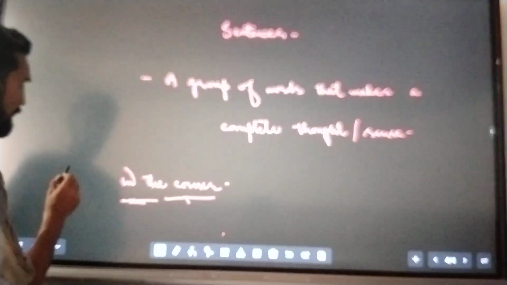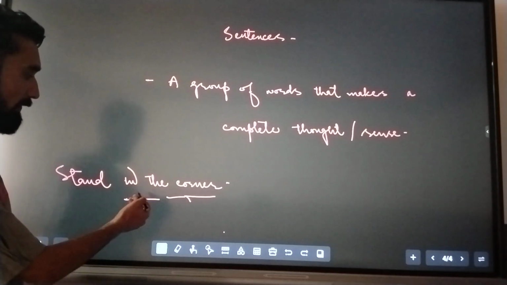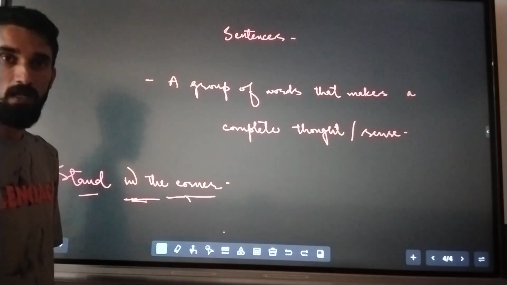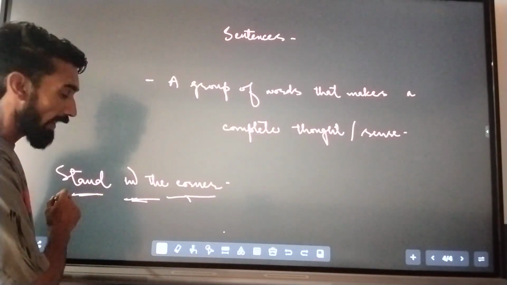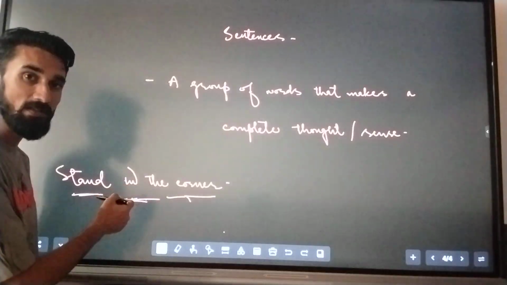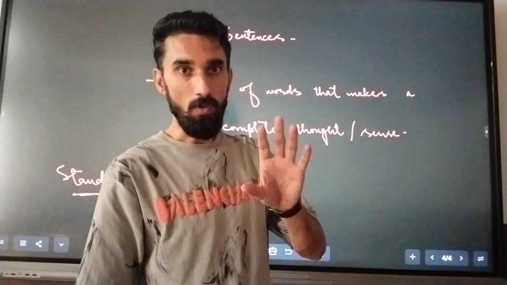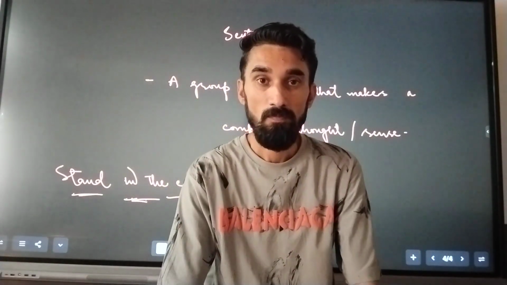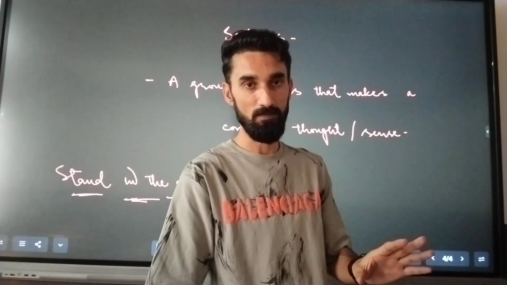Okay? Now, suppose I put a verb here in the beginning of this group of words. It becomes a sentence now. Stand in the corner. As I added a verb to the group of words here, it becomes a sentence because it has a verb now. So it should be clear to you all now the difference between a sentence and a phrase: a sentence has a verb in it and a phrase does not have a verb. Is it clear?